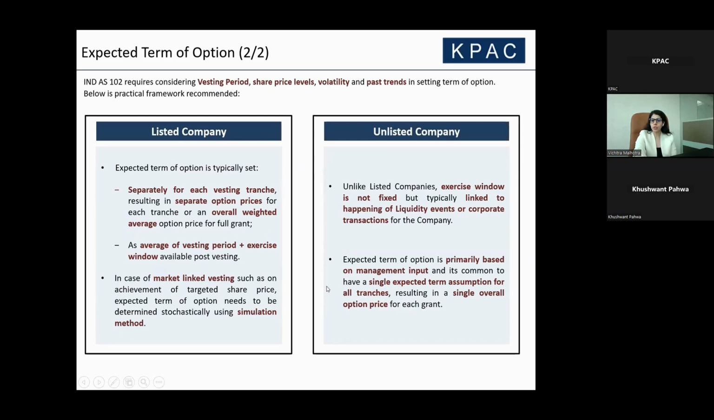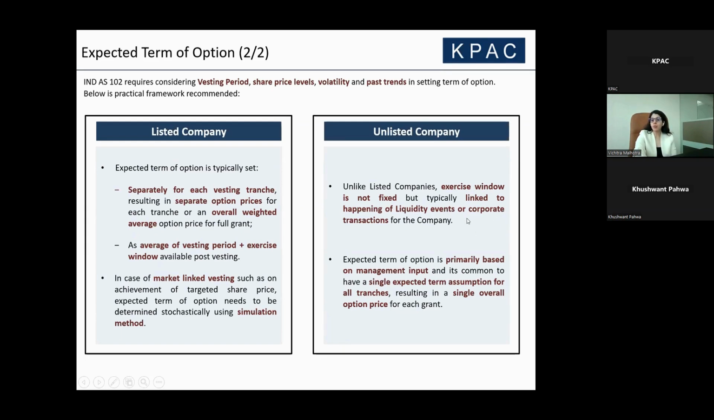The framework actually changes materially when we look at unlisted companies. The reason is that for a lot of unlisted companies, the exercise window is not a fixed time period. It's instead linked to happening of certain corporate transactions for the company, whether it's in the form of listing, strategic sale, buyback, or any other such event. Therefore, it is difficult to set an expected term of option using the formula approach that can be taken for listed companies. In unlisted companies, as a consequence, management input is key on when they expect such events to happen. And then that is factored into option price.